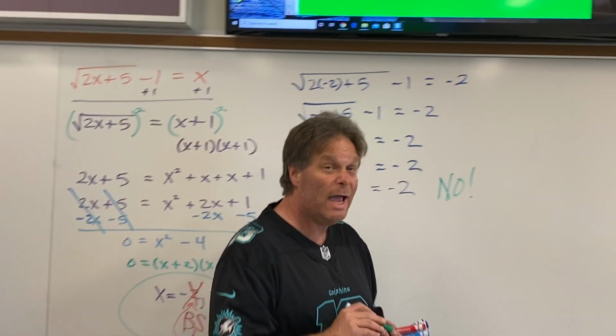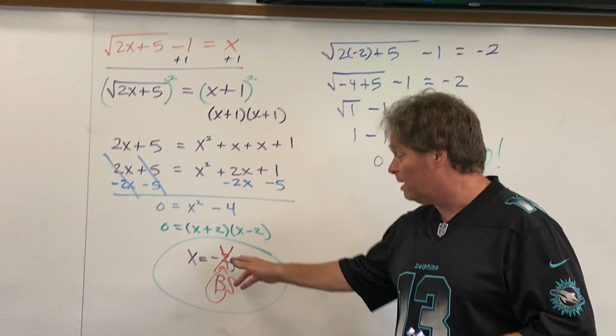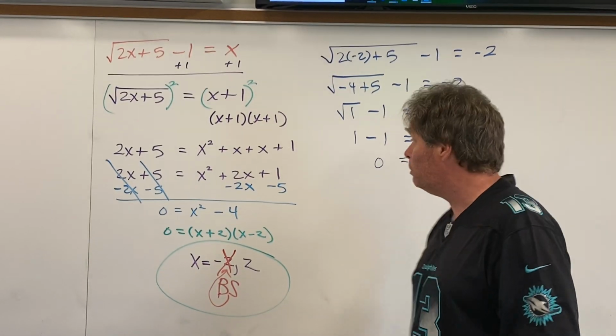If you put x equals 2 and negative 2, that would be wrong, because negative 2 was a potential solution, but it turned out to be bogus.